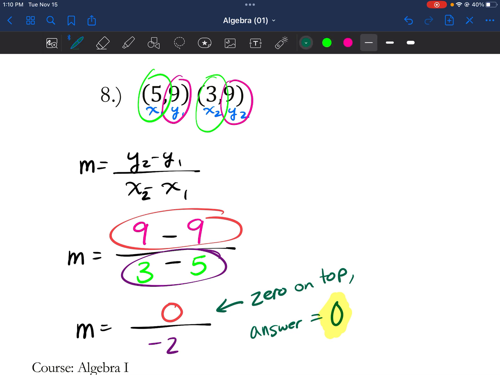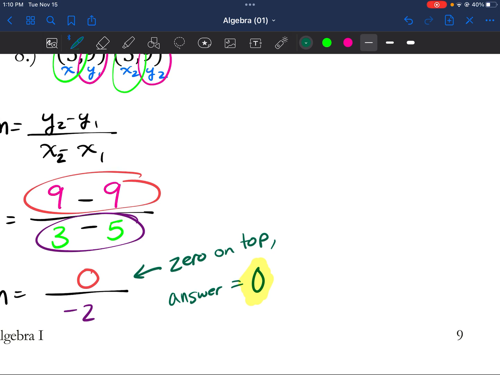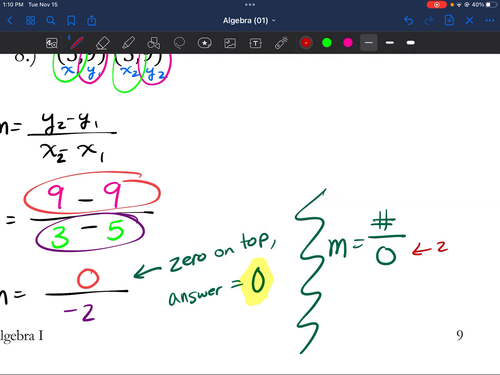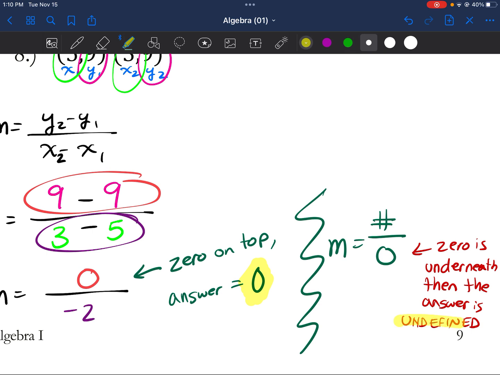This is different if you ended up, let's say you get m equals some number over 0. Well, when 0 is underneath, right, at the bottom, then the answer is undefined. That's what you would literally write. Remember those straight lines up and down when you're identifying slope? Well, this is how you get that. When you're calculating it, it's because 0 is underneath. You have to write undefined. You cannot leave it like this.